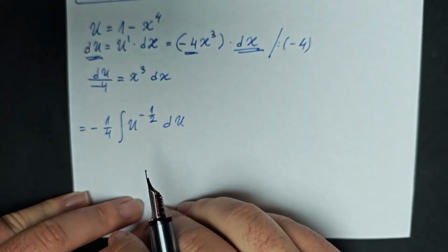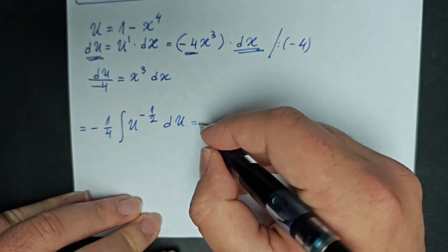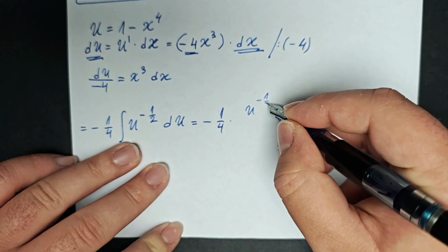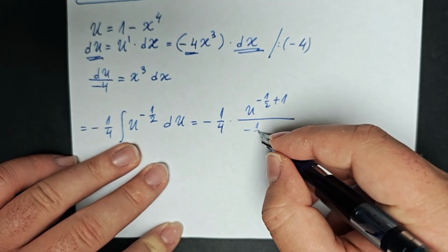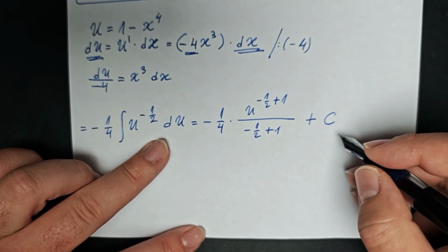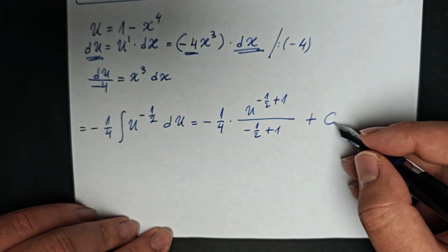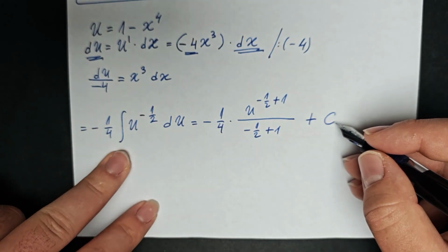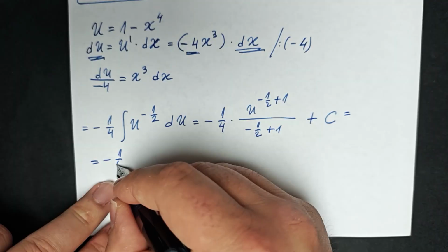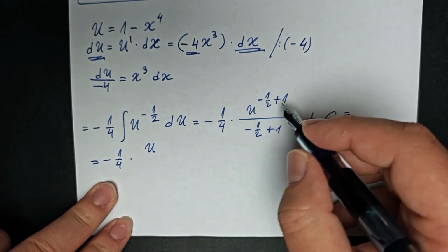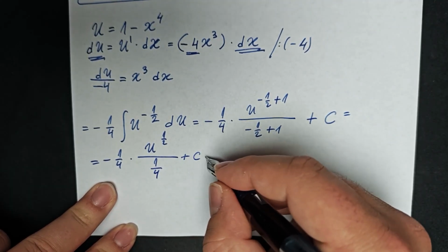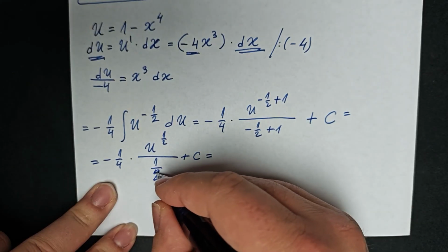u, and du remains. This is then equal to negative 1/4 multiplied by u to the power negative 1/2 plus 1 divided by negative 1/2 plus 1. That is the power rule. And we are going to add the arbitrary constant c, which is a real number here, as we are done with integration. So this is then equal to negative 1/4 multiplied by u to the power of 1/2 divided by 1/2. Plus c.